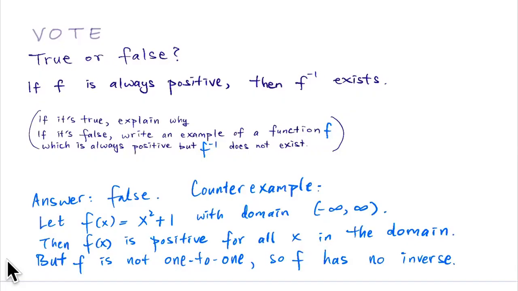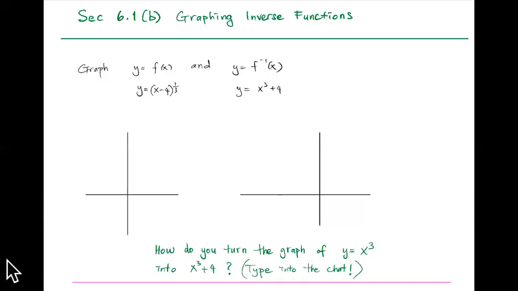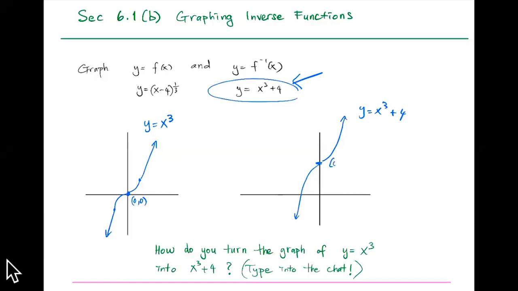Next, we will talk about how to graph the inverse of a function. We will draw these two graphs, but first let's do this one because it looks easier. First, I will draw the graph of y equals x cubed. To turn this graph into the graph that we want, I can just shift all of the points up by 4. The point 0, 0 turns into the point 0, 4. The point -1, -1 turns into the point -1, 3.